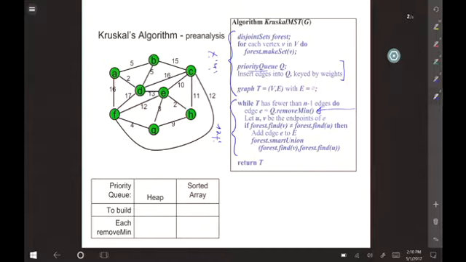Now, we've already seen that we have two alternatives for priority queues, heaps or sorted arrays. What I want to know from you is the time to build and the time to do a remove min for each one of these cases. How many things are we going to put in the priority queue? Oh, I'll give you this notation. The size of the vertex set is n, and the size of the edge set is m. How many things are we going to put into the priority queue?